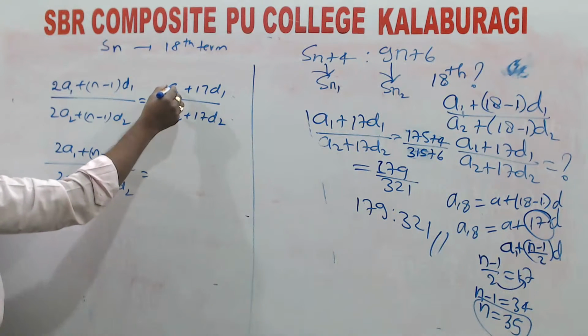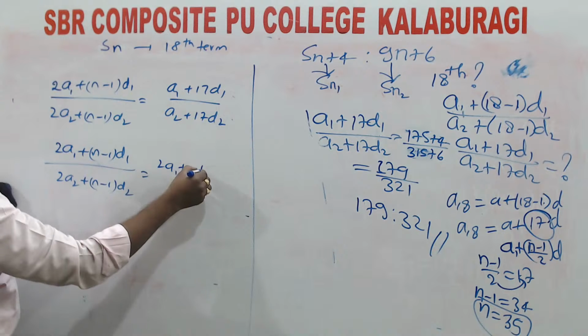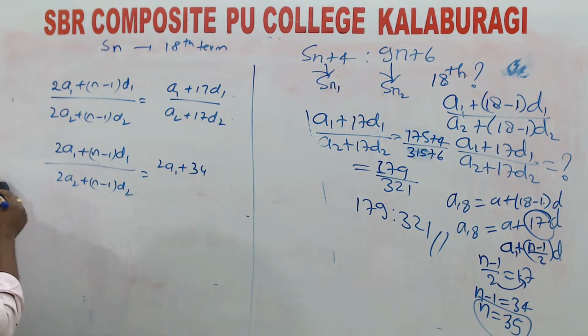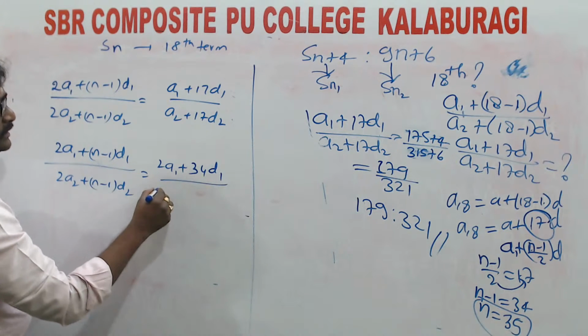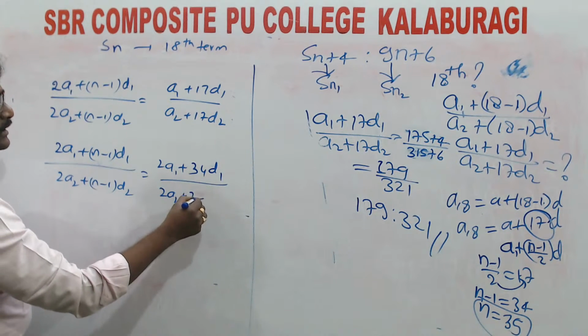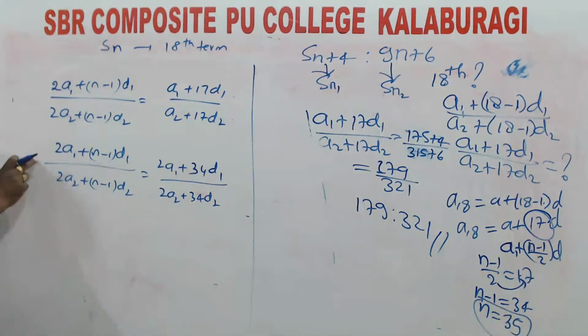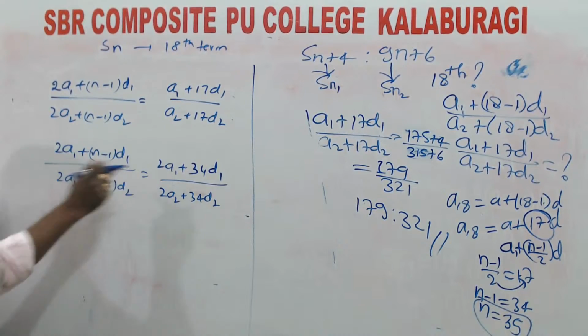You multiply the numerator and denominator with 2. 2A1 plus 34 D1. Yes or no? This will be 2A2 plus 34 D2. If you take common 2 here, we will get by 2. If you are not taking common, we have to adjust with 2A1, 2A1. Now we can compare them.